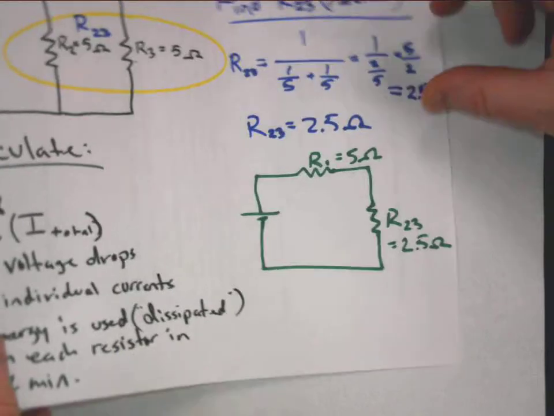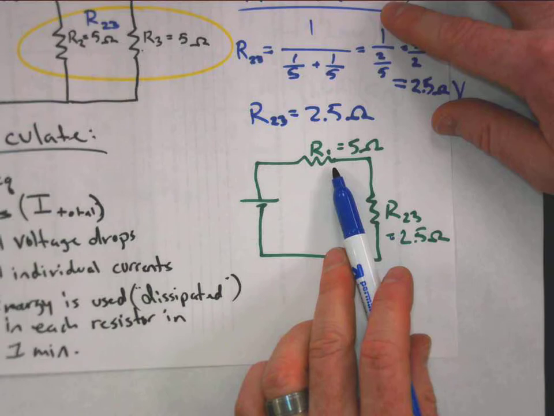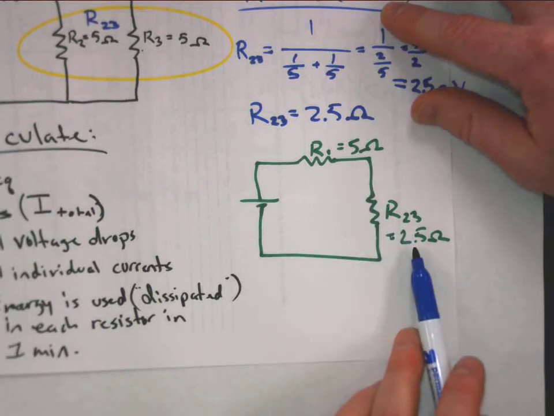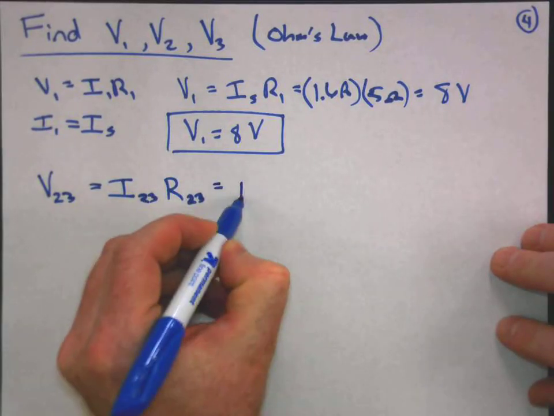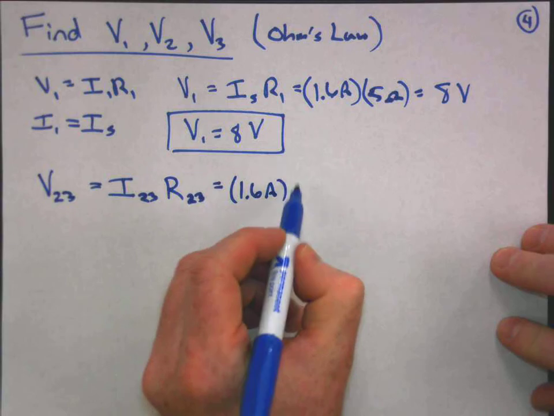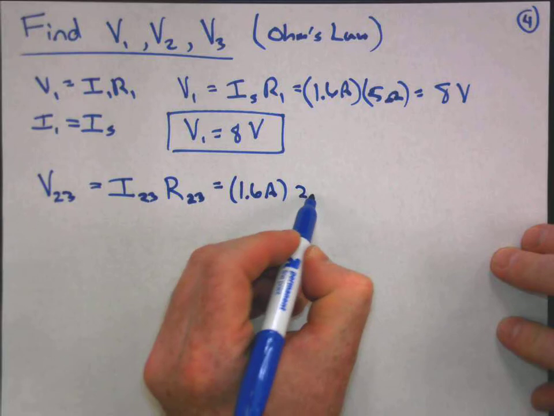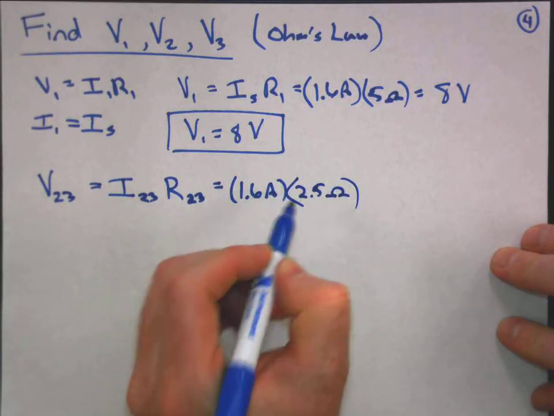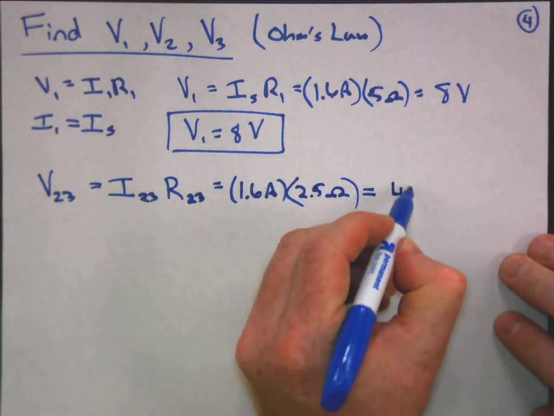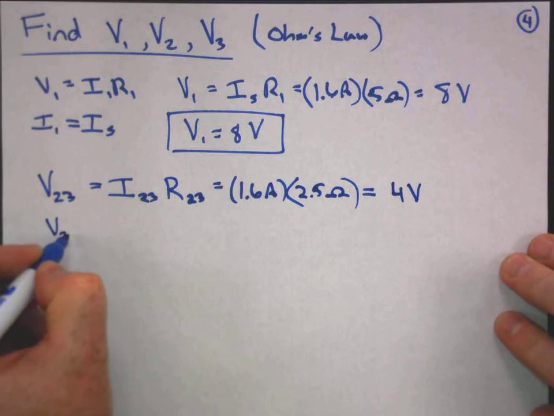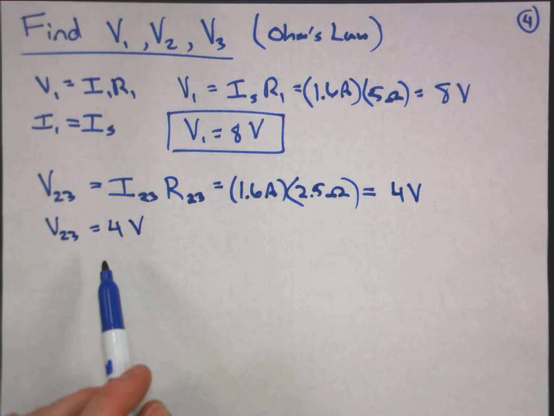When I look at this picture, the current through this part will be the same as the current through R1. And I know what that was, so that's cool. And I also know the resistance here. So I know current and resistance, I can find the voltage drop of 2,3. So I got 1.6 amps, and I have equivalent resistance, that was 2.5 ohms. So 1.6 times 2.5, and I get 4 volts. Now that's not an answer I'm looking for, so I'm not going to put a box around that.